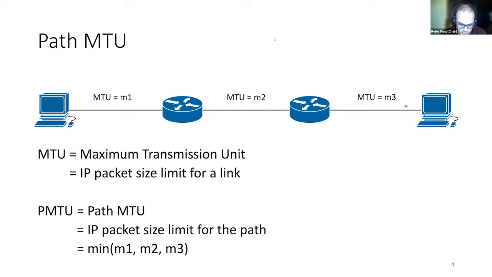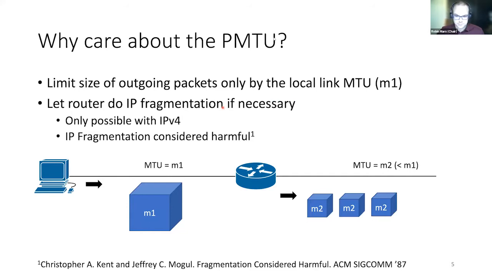The PMTU is the IP packet size limit for the whole path, which is in fact the lowest of all link MTUs, or in this example, the minimum of M1, M2, and M3. So why should we care about the PMTU?